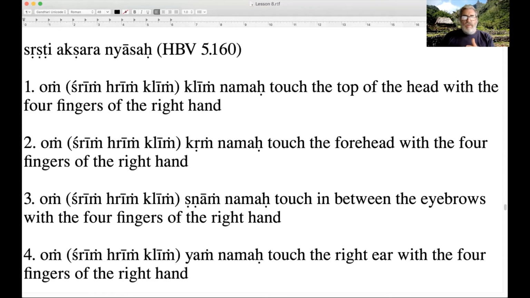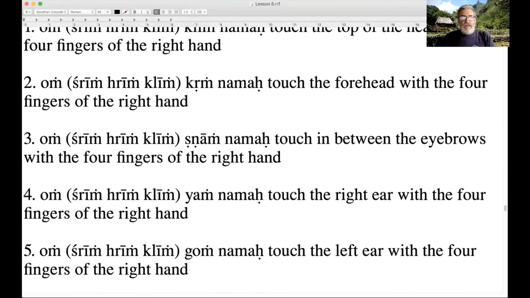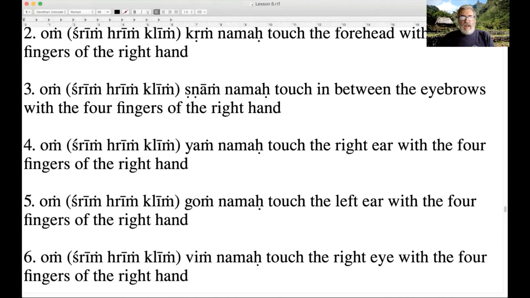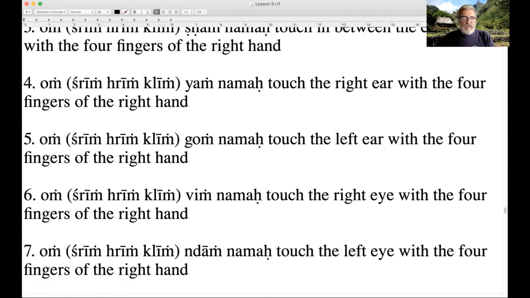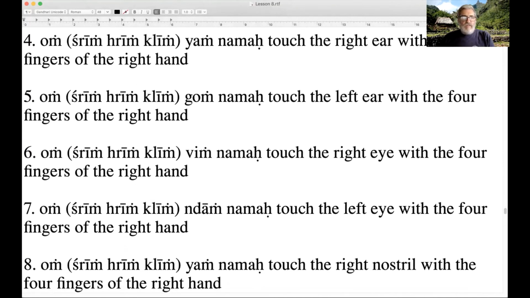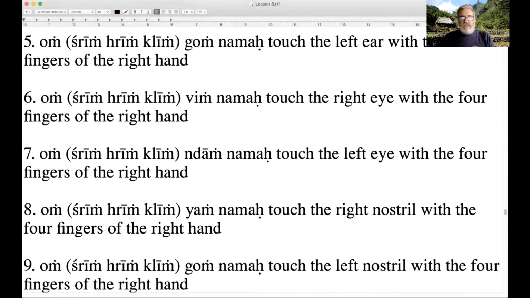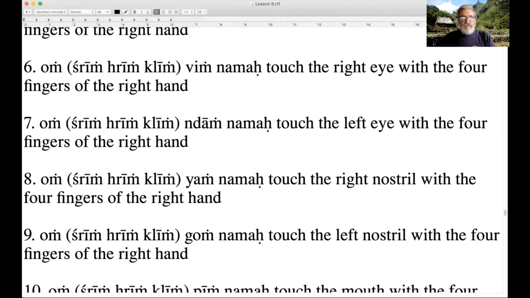Right, so Om Klim Namaha, touch top of the head with the 4 fingers of the right hand. Om Krim Namaha, touch the forehead with the 4 fingers of the right hand. Om Shnam Namaha, touch between the eyebrows with the 4 fingers of the right hand. Om Yam Namaha, touch the right ear. Om Gom Namaha, touch the left ear. Om Vim Namaha, touch the right eye. Om Dam Namaha, touch the left eye, each with the 4 fingers of the right hand.